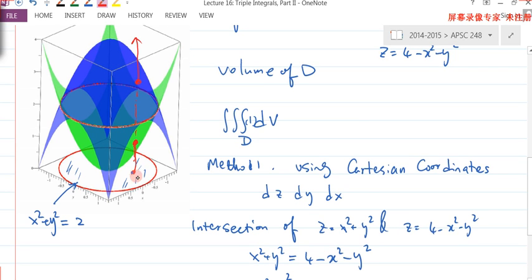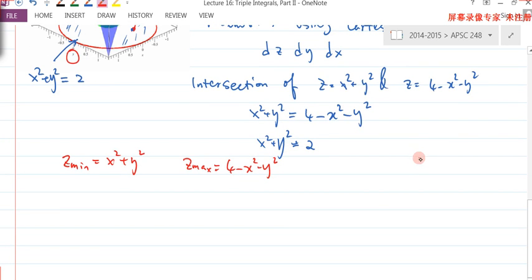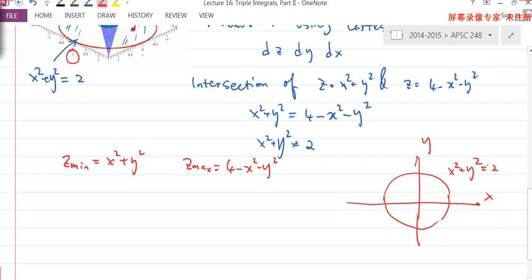Once you've done the first step, the second step is for dy. What we do is draw a line in the positive y-axis direction. This is 3D here, so this axis is y, and that axis is x. It might be good to simply draw the bottom circle. In the planar case, this is x, this is y, so x squared plus y squared equals 2.